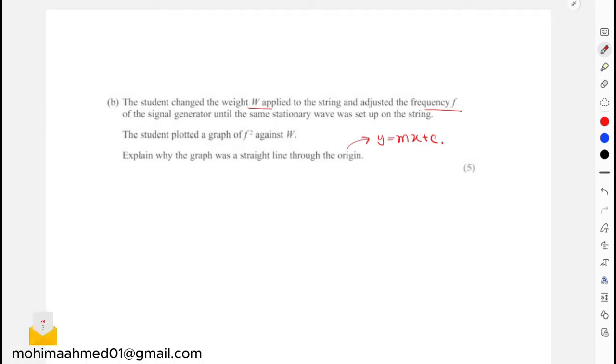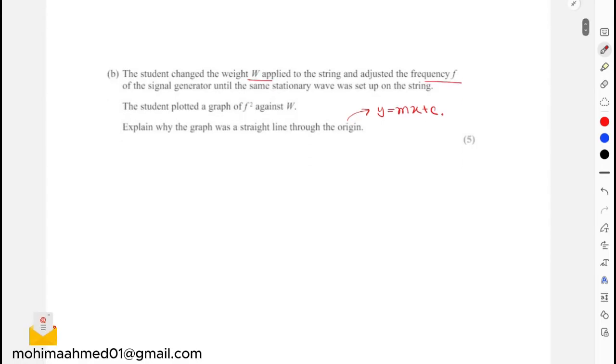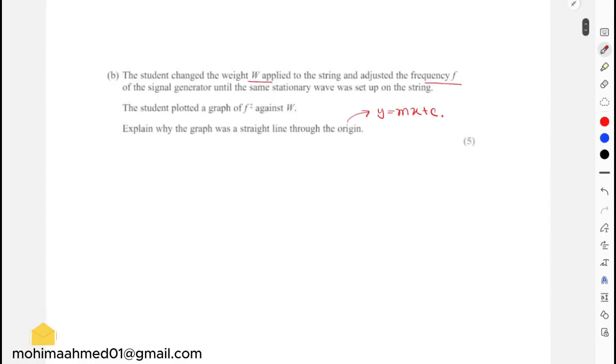And that tension will be equivalent to weight as the object was not in motion, right? So over here, weight is actually equivalent to tension. So let me just write down the walkthrough first. That tension is equivalent to weight.